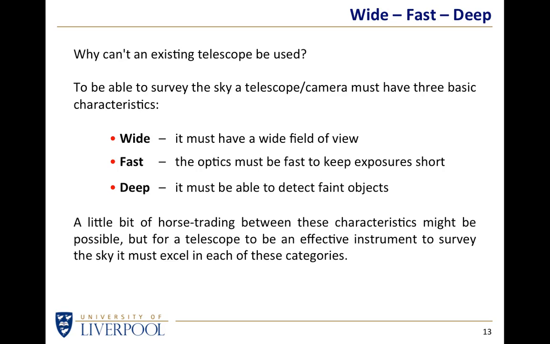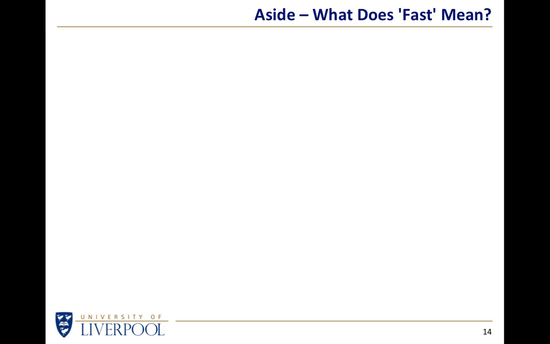So we can do a little bit of horse trading between wide, fast, and deep in terms of optimizing. But if we want the best survey telescope money can buy, then we need it to excel in all of those areas. It must be really wide angle, it must be really fast, and it must be able to go really deep. So let's just clarify what we mean by fast.